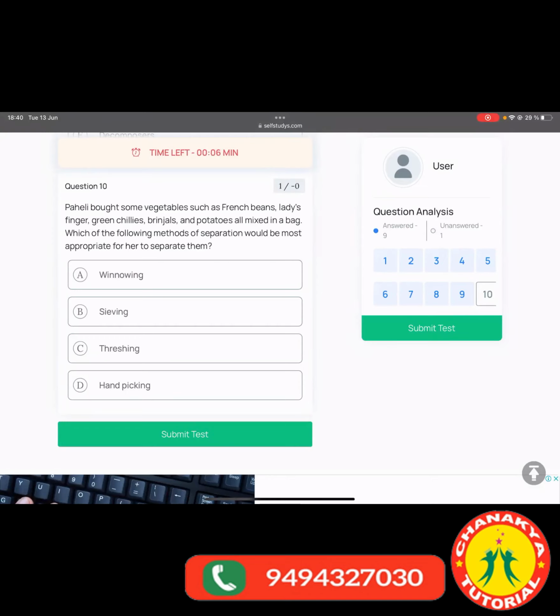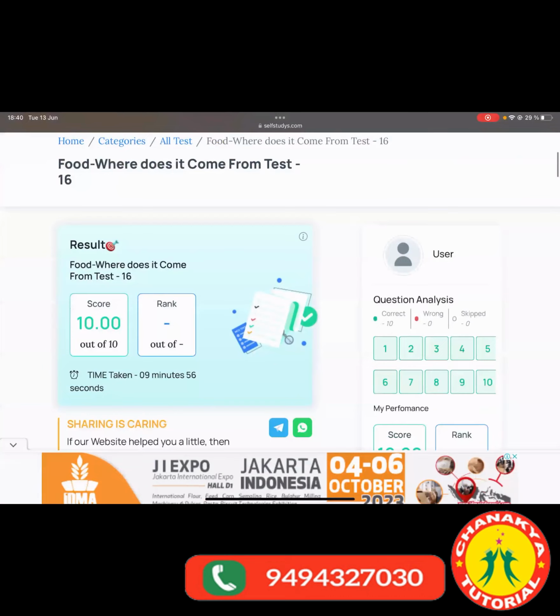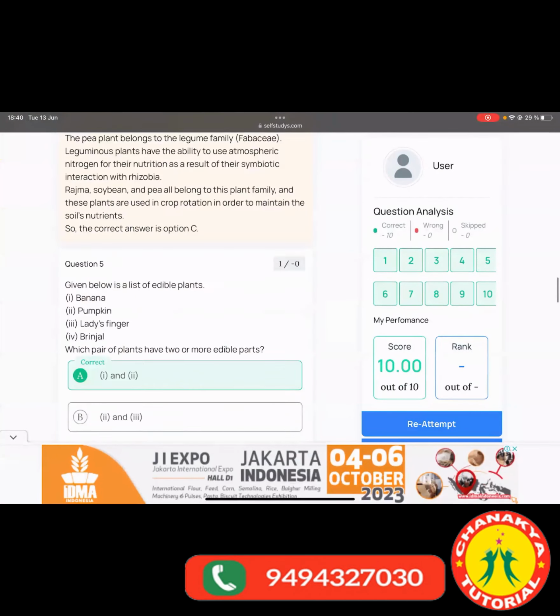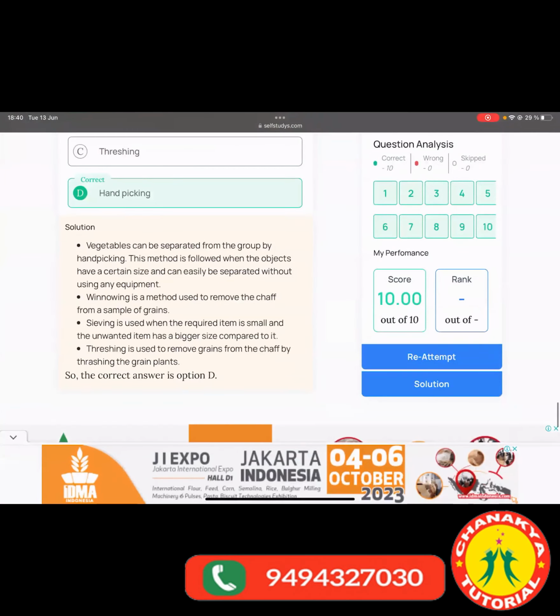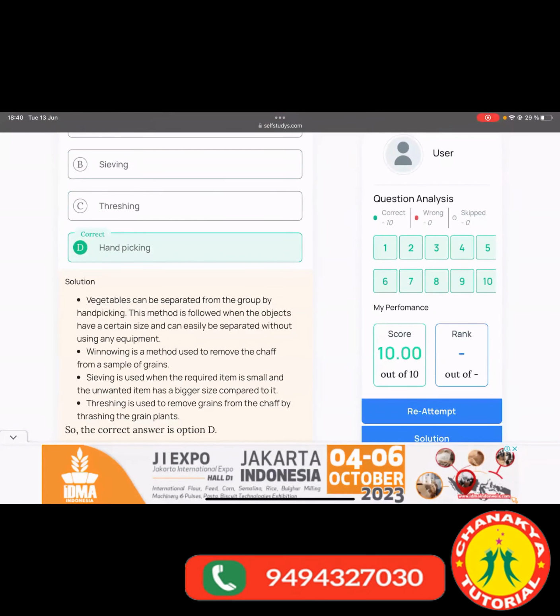Ma'am, hand picking. Hand picking, excellent. Okay, great. I'll give you an explanation for the last question if you want. Hand picking is the answer because vegetables can be separated from the groups by hand picking. It's the easiest method. You're going to buy a lot of fruits and vegetables from a market, and you can easily classify them using your hands.